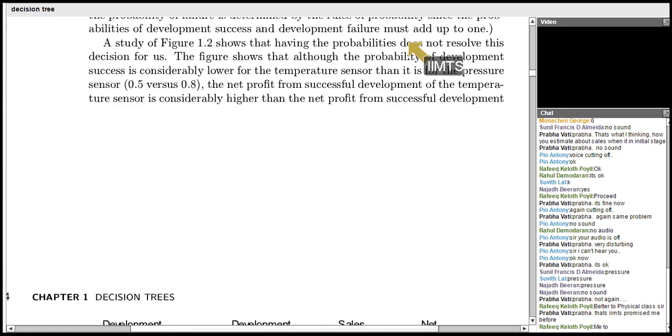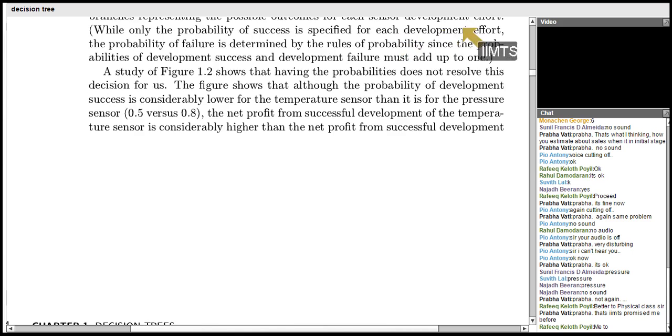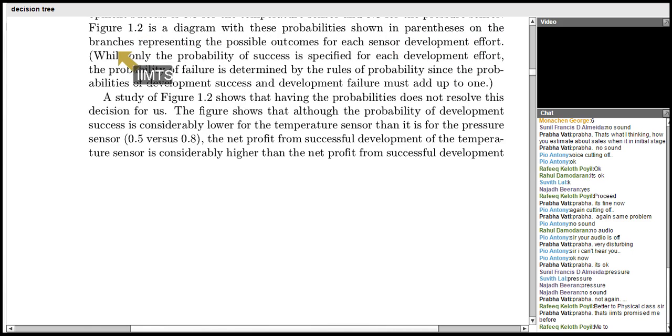Now let's go to, again, we're going to have more information added to it. Let's see. Okay, now, while only the probability of success is specified for each development effort, the probability of failure is determined by the rules of probability, since the probabilities of development success and development failure must add up to 1. So, total probability of all the events in a particular situation must always add up to 1 or 100%.